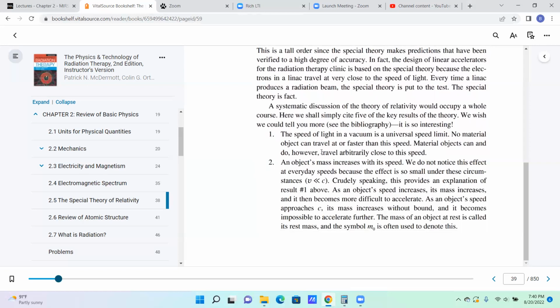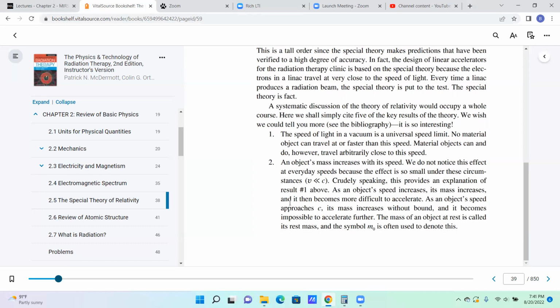So we're going to look at 5 key results here of this theory. Number 1, the speed of light in a vacuum is constant. No material object can travel faster, or for that matter, even at the speed of light. But you can get close.